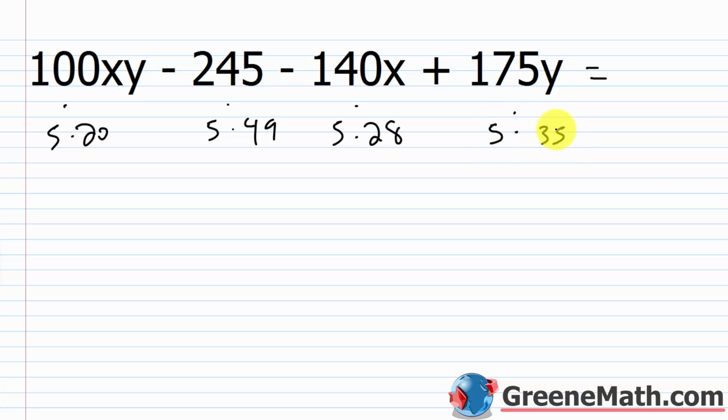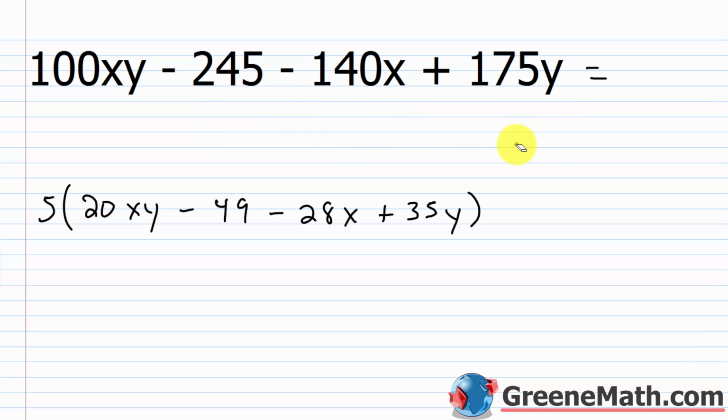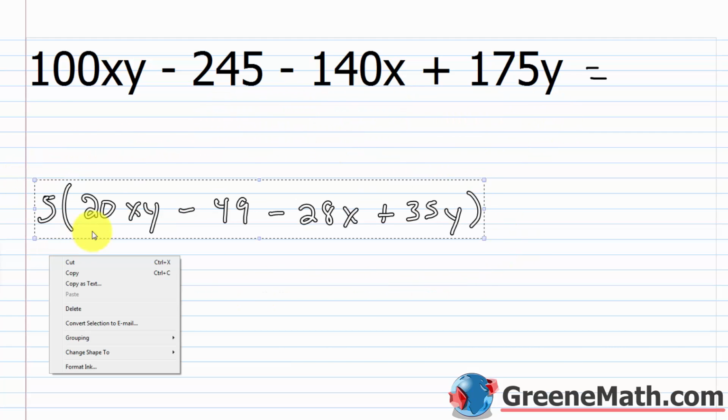So there's nothing else I can pull out. You notice that this guy and this guy would each have a common factor of 7, but this guy doesn't, right? 20 is just 4 times 5, so that's not going to work. And so there's nothing else we can really pull out other than a 5. So we'd write a 5 out in front. Then inside the parentheses, you'd have 20xy minus 49 minus 28x plus 35y. All right, let's erase all this. Get rid of that. And we'll move this up here.